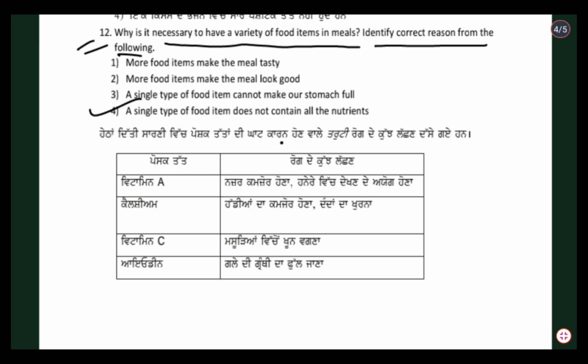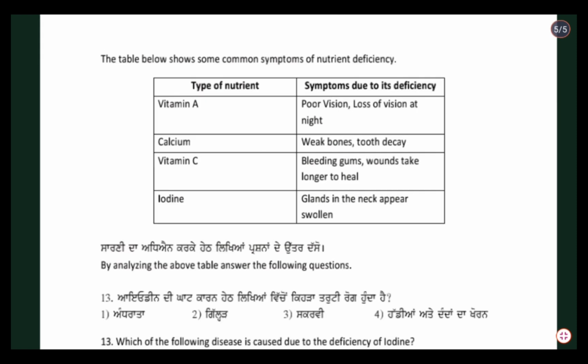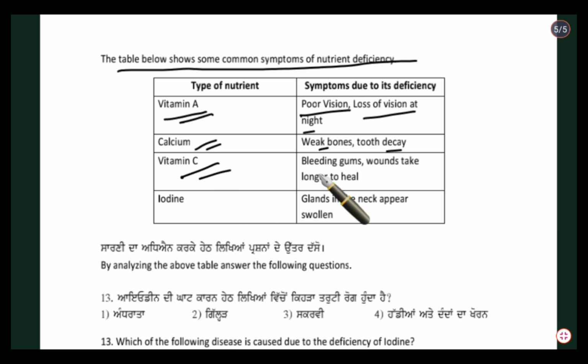Again, we are given a table. So the table below shows some common symptoms of nutrient deficiency. Type of nutrient is vitamin A. So vitamin A deficiency can lead to poor vision, loss of vision at night, and calcium, weak bones and tooth decay. Vitamin C, bleeding of gums, wounds take longer to heal, and iodine, glands in the neck appear swollen. So to analyze the above table, answer the following questions.